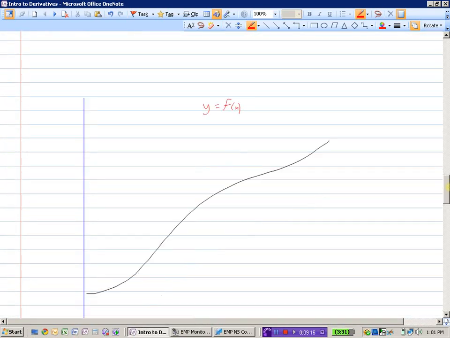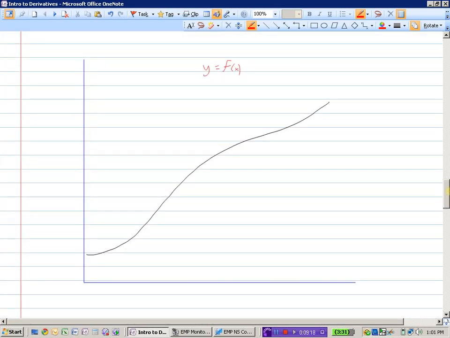So let's consider a more general function, this one right here. And let's say I want to find the slope of the tangent line right here at this point, x. So this point here is x, and it will have a y value of f of x. So the coordinate of this point right here is x comma f of x.